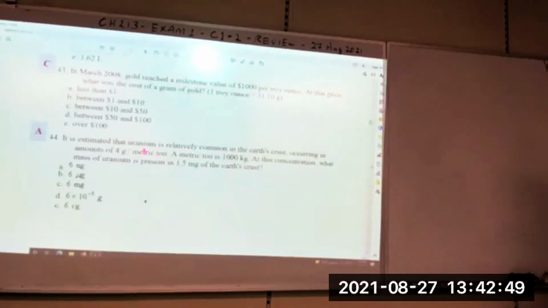This is a chain conversion also of uranium. We know that uranium occurs at 4 grams per metric ton of ore. And this defines a metric ton, which is 1,000 kilograms. At that concentration, what mass of uranium is present in 1.5 milligrams of Earth's crust? It's a pretty small amount.